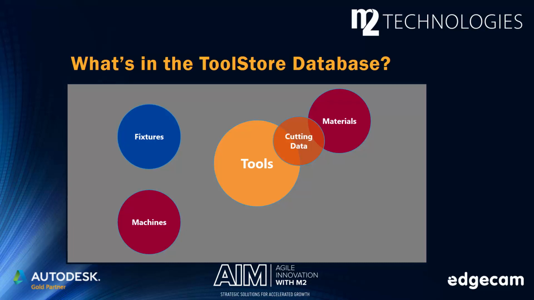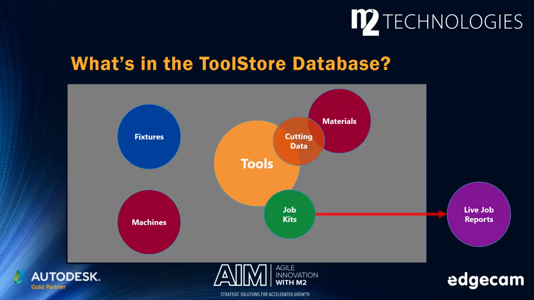So materials and tools are leveraged to have cutting data lookup. Tools can be further organized into job kits for the purposes of automating tool decisions and selection, and also collecting information back from the CAM software to create live job reports. For many companies over time, the tool store database is a tremendous engineering asset that has a lot of important, valuable data to your company. It might take days or even weeks to reproduce all of that data. In some ways, it might be considered invaluable. We definitely want to back that up.